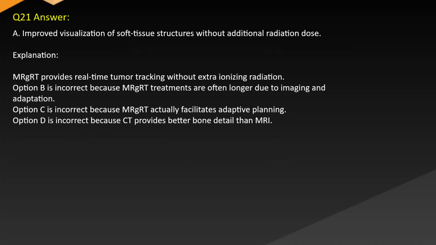Answer A. Improved visualization of soft tissue structures without additional radiation dose. Explanation: MRgRT provides real-time tumor tracking without extra ionizing radiation. Option B is incorrect because MR-guided treatments are often longer due to imaging and adaptation. Option C is incorrect because MRgRT actually facilitates adaptive planning. Option D is incorrect because CT provides better bone detail than MRI.